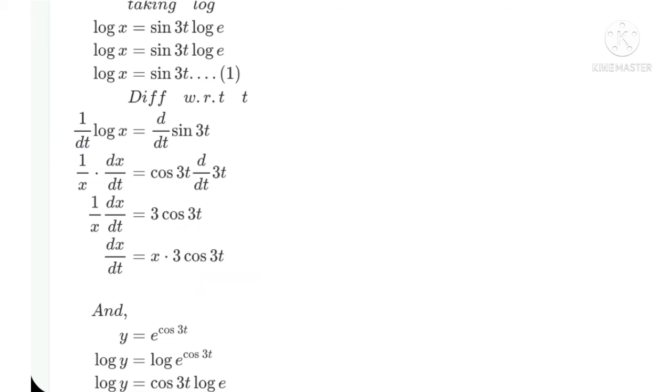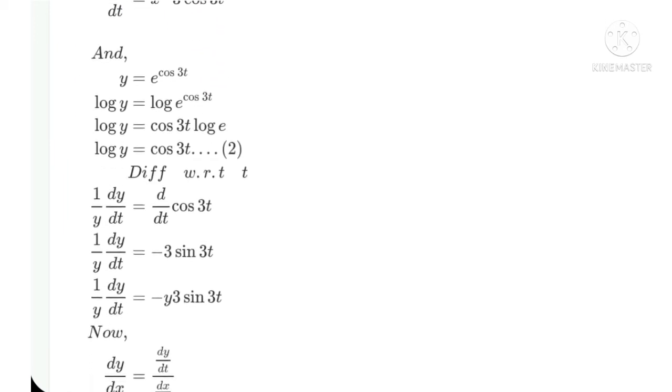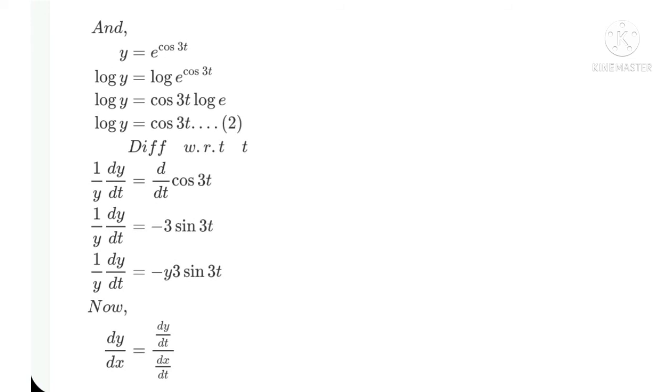Now take y. y is equal to e raised to cos 3t. Taking log on both sides, you get log y is equal to log e raised to cos 3t. Here you use the formula log a raised to b is equal to b into log a. Log e value is 1. So we get log y is equal to cos 3t.